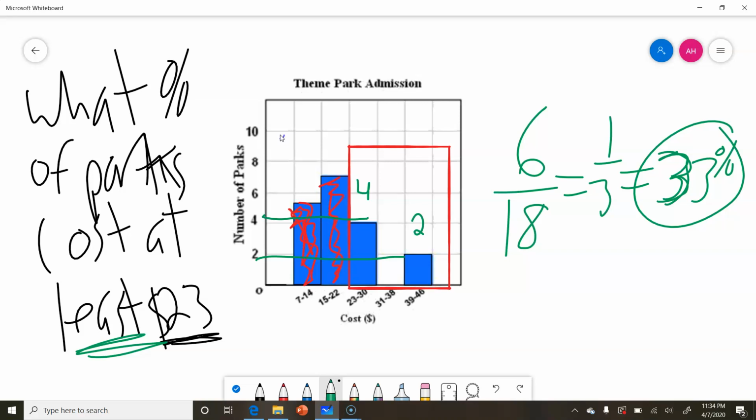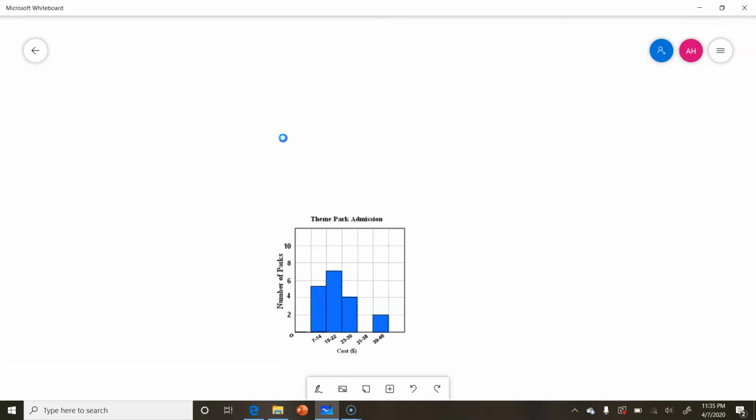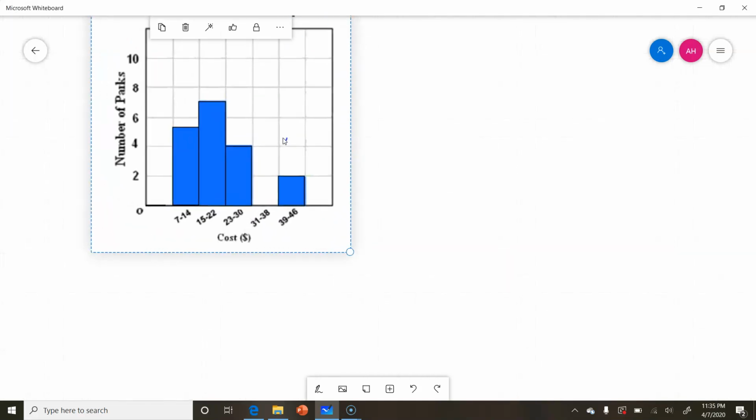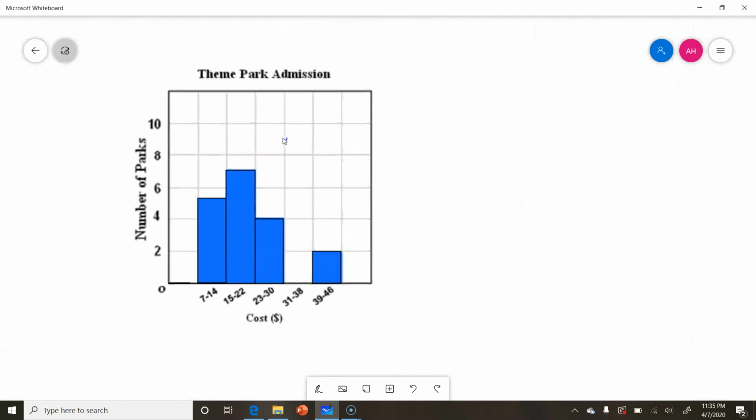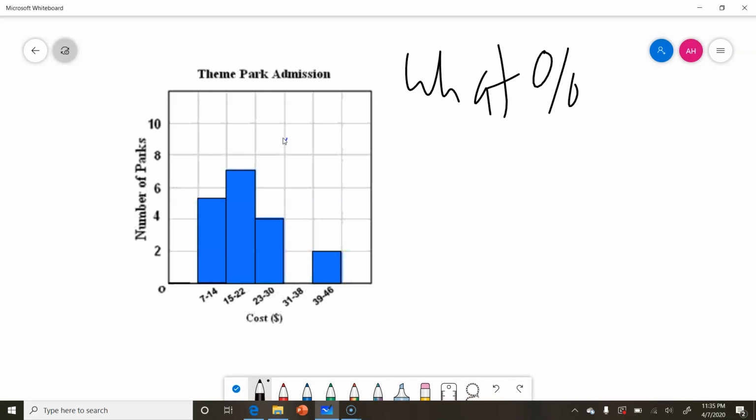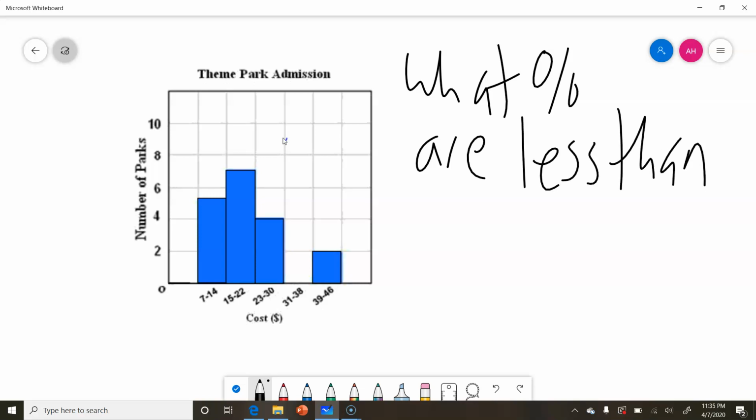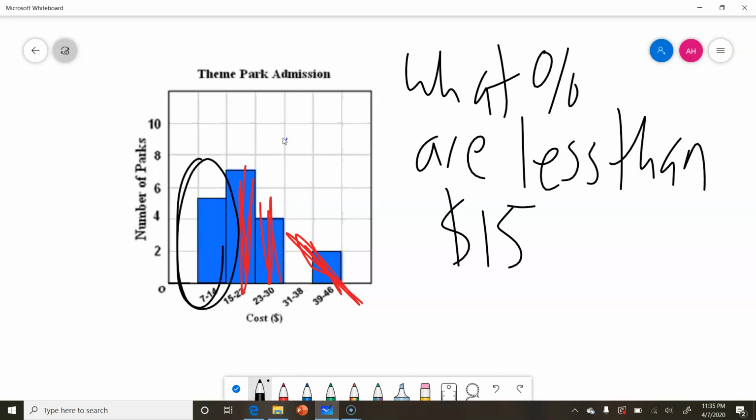Now I'm going to do one more, and then we're going to be done. I'm going to do another example like that by inserting my chart. And then I have to wrap this up because it's getting long. So we have that one. Now let's say the question is, what percent are less than $15? Well, this one is more than 15. We can't count it. That one is more than 15 too. So we're only looking at that one.